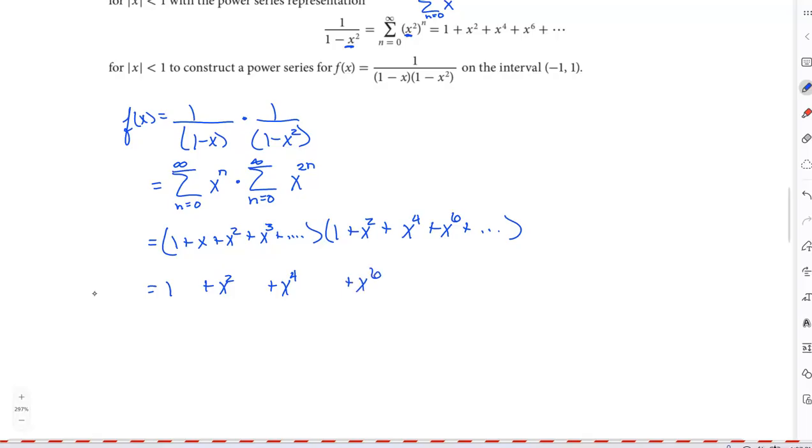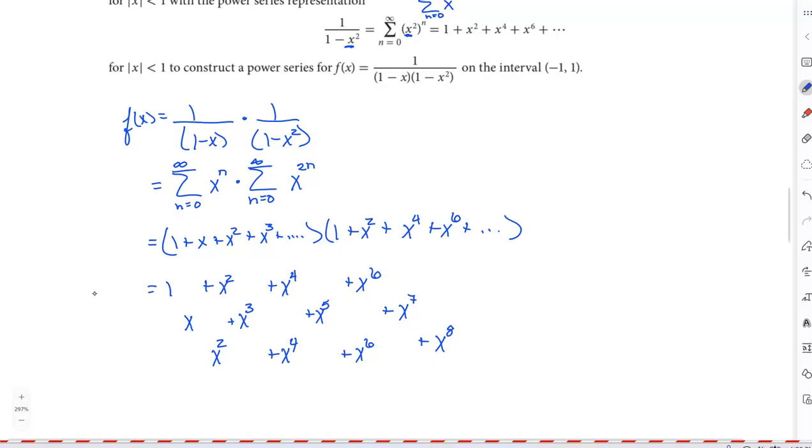I'm going to move on to x. X times 1 is x, and I like to line things up vertically. X times x squared is x cubed. X times x to the 4th is x to the 5th. And x times x to the 6th is x to the 7th. And then x squared, distribute to that second parentheses. X squared times 1 is x squared. X squared times x squared is x to the 4th. X squared times x to the 4th is x to the 6th. X squared times x to the 6th is x to the 8th.